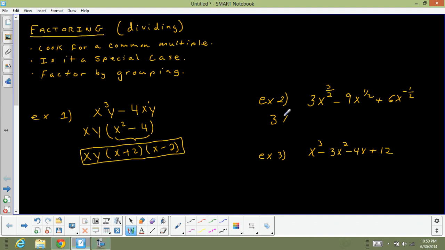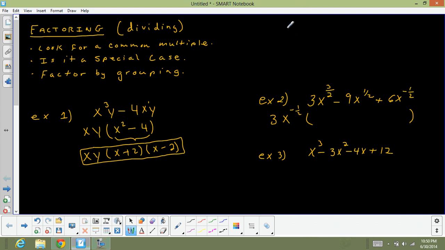Now, what did we just say of when you have a common variable and they're two different powers? Well, the general rule, again, is to factor out the lowest power you see. And the lowest power we see here is the x to the minus 1 half. So I'm going to factor out x to the minus 1 half. And what that means is I'm going to be dividing each of these terms by 3x to the minus 1 half. Well, of course, 3 divided by 3, that's going to be 1 right there.